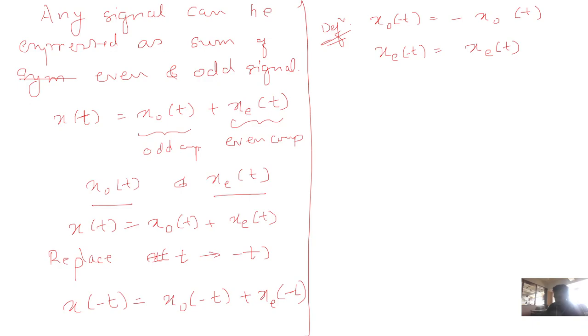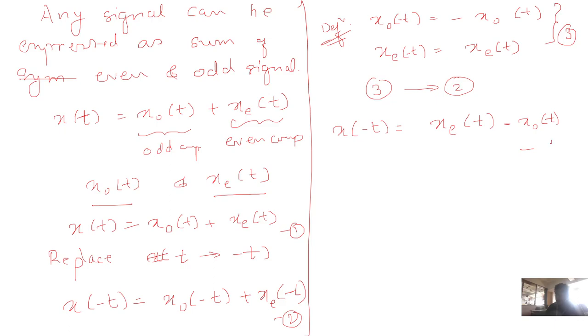Okay, so let me write this as equation 1, this as equation 2, this as equation 3. So if I put the values which I got in equation 3 into equation 2, what I am going to get is x of minus t is going to be equal to, I will take even first, x even of t minus x odd of t, right? So let's consider this as equation number 4.